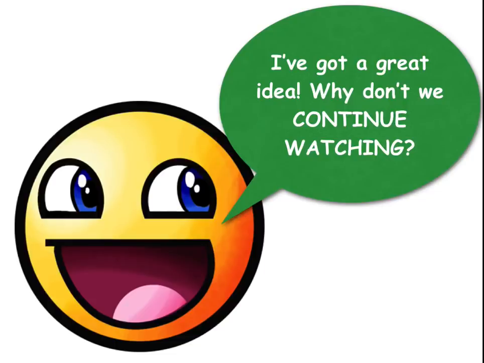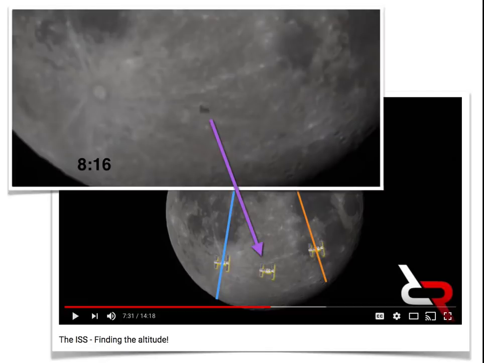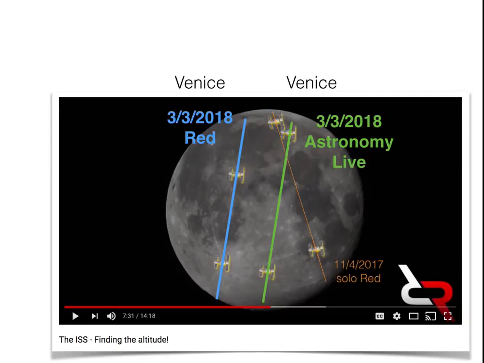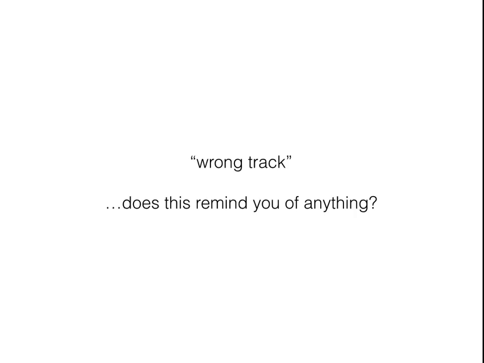Why don't we keep watching, see what we see? And it turns out that there's another track, a third track. And what does this track represent? It's clearly identified in Red's video as being Astronomy Live's footage, also from Venice on the same day, same moment. All right, so it looks like Red did not pick the wrong ISS path.